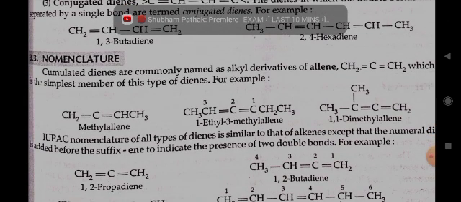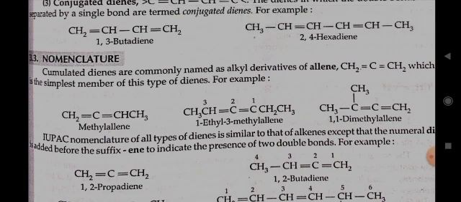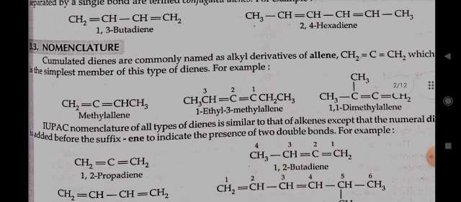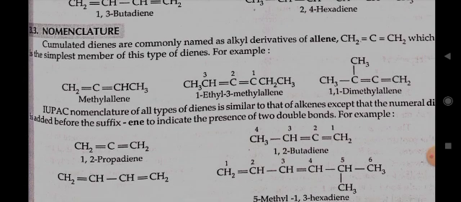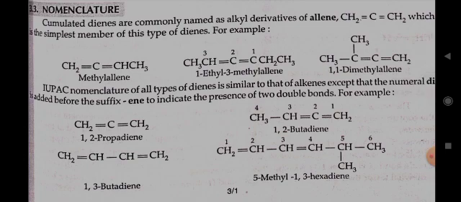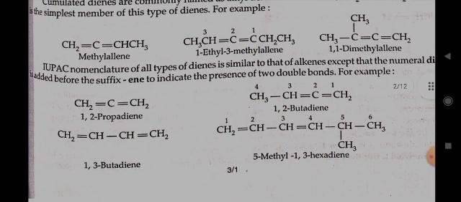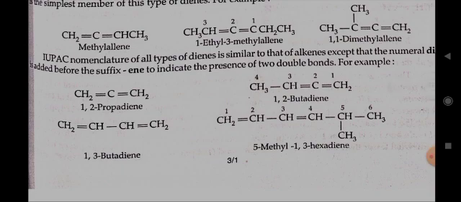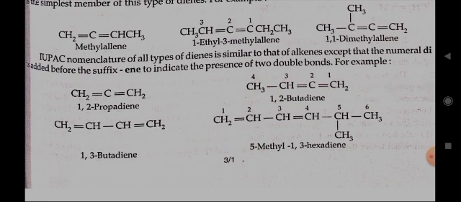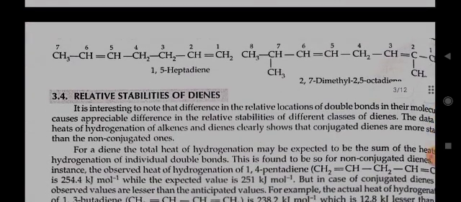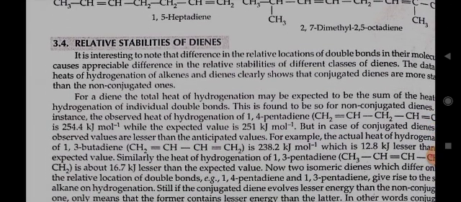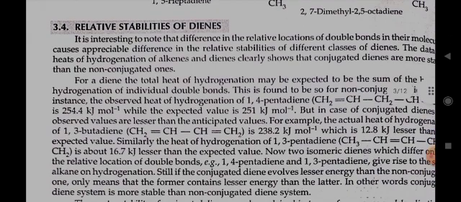Nomenclature. Cumulated dienes are commonly named as alkyl derivatives of allene, which is the simplest member of this type of dienes. For example, methylallene, 1-ethyl-3-methylallene, 1,1-dimethylallene. IUPAC nomenclature of all types of dienes is similar to that of alkenes, except that the numeral di is added before the suffix "-ene" to indicate the presence of two double bonds. For example, 1,2-propadiene, 1,2-butadiene, 1,3-butadiene, 5-methyl-1,3-hexadiene, 1,5-heptadiene, 2,7-dimethyl-2,5-octadiene.